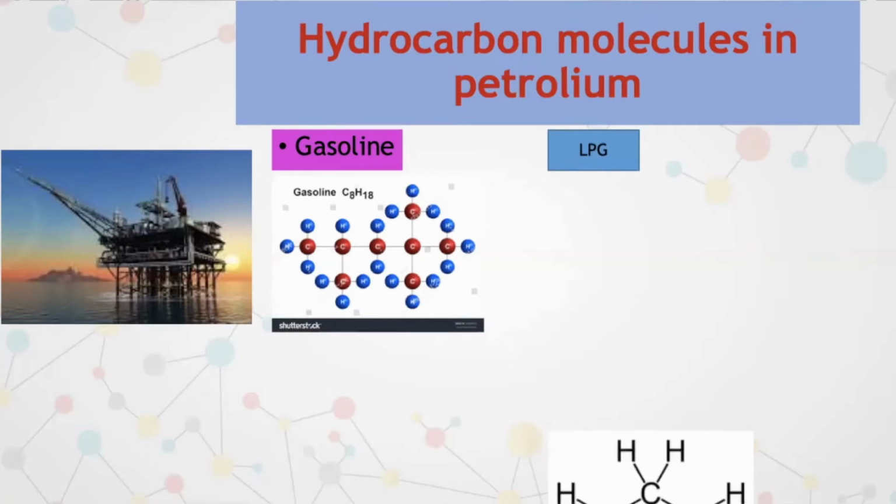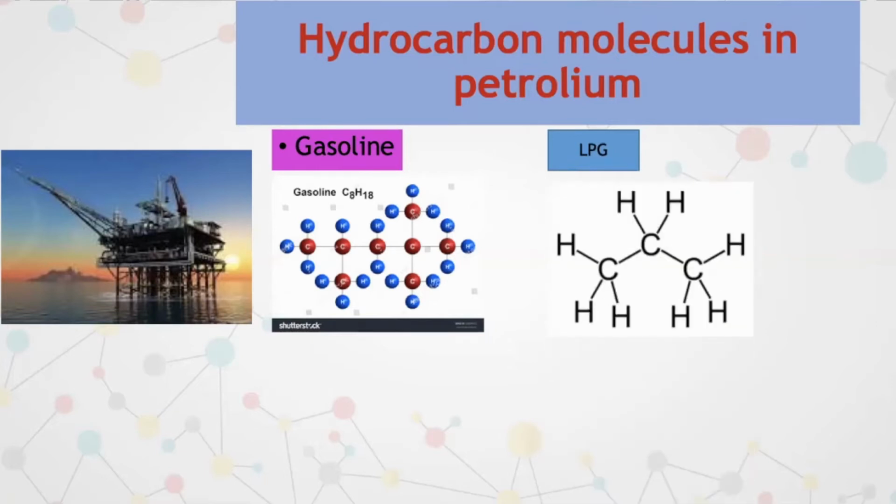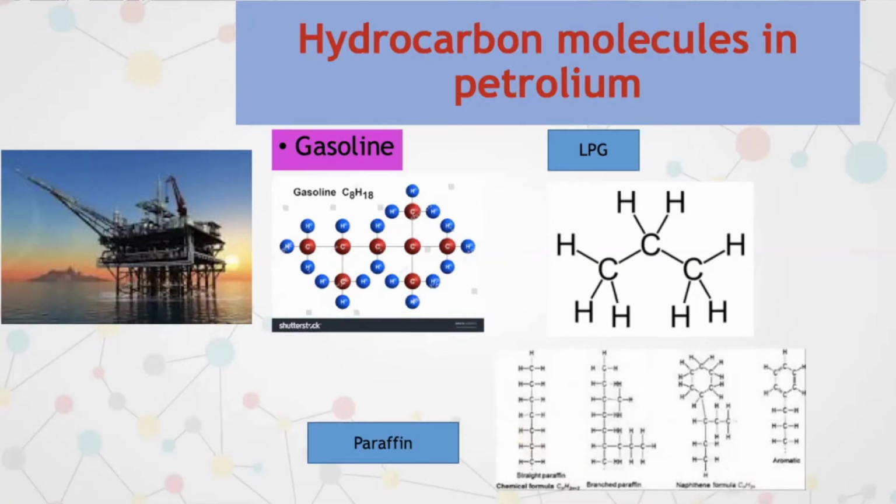LPG. This is the picture of the structure of LPG. C is connected with other C and makes long chains, and hydrogens are connected to C around the C chain. And the last, paraffin. This is the structure of many kinds of paraffin.